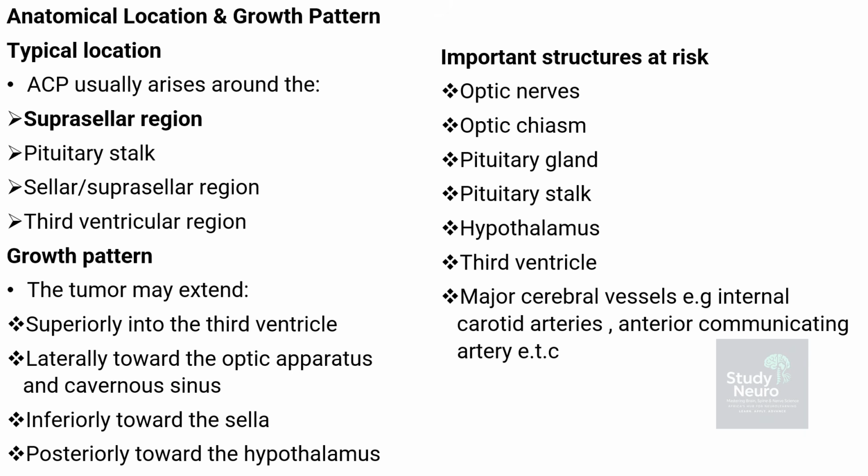Several critical structures lie next to the tumor, including the optic nerves and optic chiasm, the pituitary gland and stalk, the hypothalamus, the third ventricle, and major cerebral vessels. Because these structures control vision, endocrine function, and neurological activity, injury can produce serious, permanent deficits. The main surgical challenge is tumor adherence. When the tumor is firmly attached to the hypothalamus, optic apparatus, or major blood vessels, attempting complete removal may carry greater risk than leaving a small residual tumor behind.